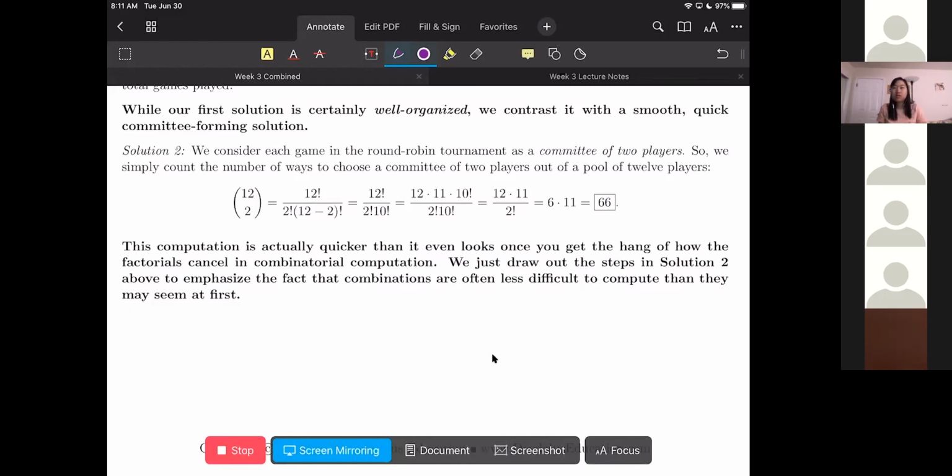So does everyone see why this is an equivalent solution? Or do people have any questions about this explanation? If we do it this way, we don't actually have to write down all the cases.